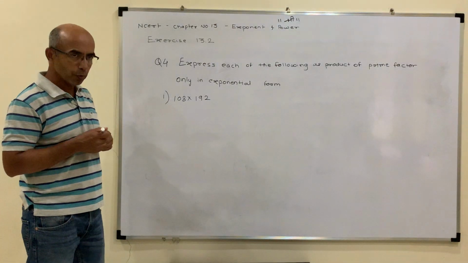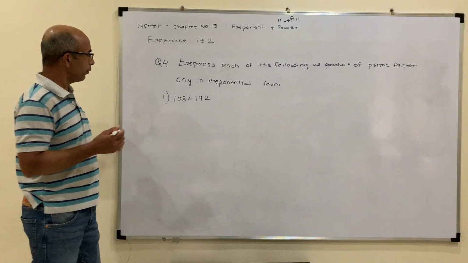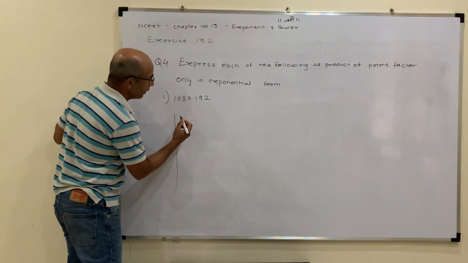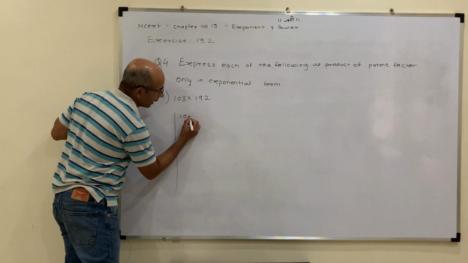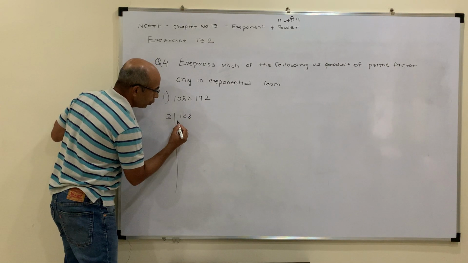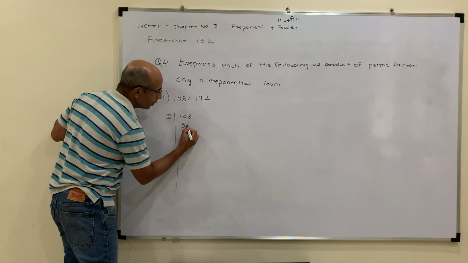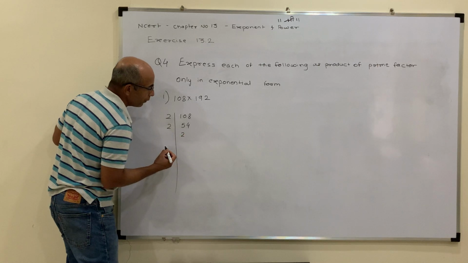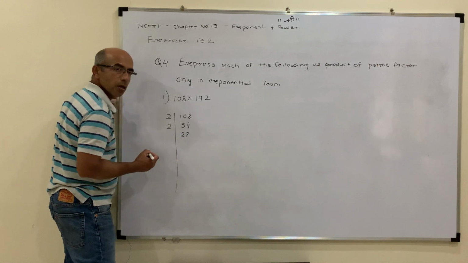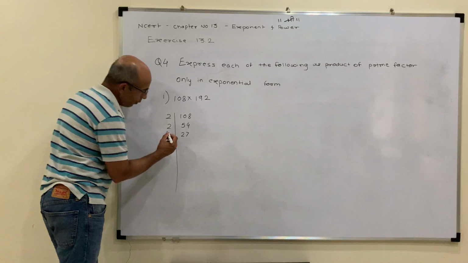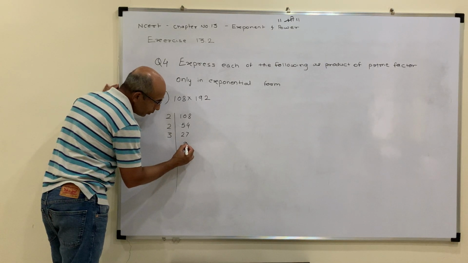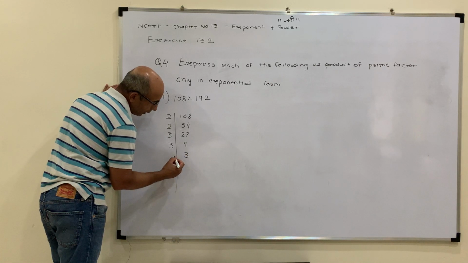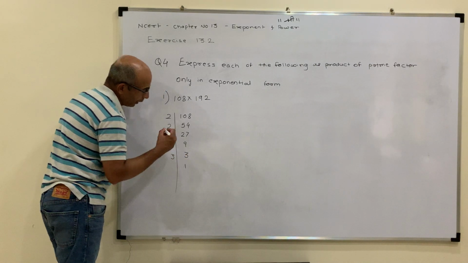So what we need to do? We need to solve this using the prime factor method. So 108: 2 5s are 10, 2 4s are 8, 2 2s are 4, 2 7s are 14. Now 3 9s are 27, 3 3s are 9 and 3 1s are 3.